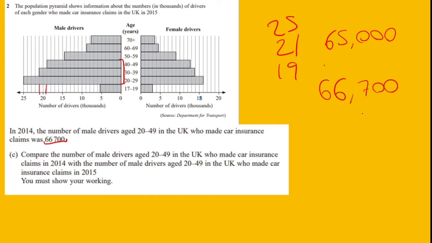Sorry, no, the other one is 66,700. So you'd have to say a sentence along the lines of: in 2014, the number of male drivers aged 20 to 49 in the UK made 1,700 more claims than the number of male drivers aged 20 to 49 in the UK in 2015. Okay, make sure you're specific about what you're saying, otherwise you won't get any marks for it.